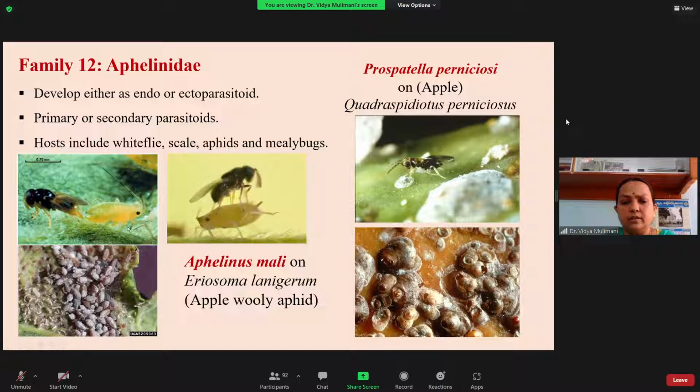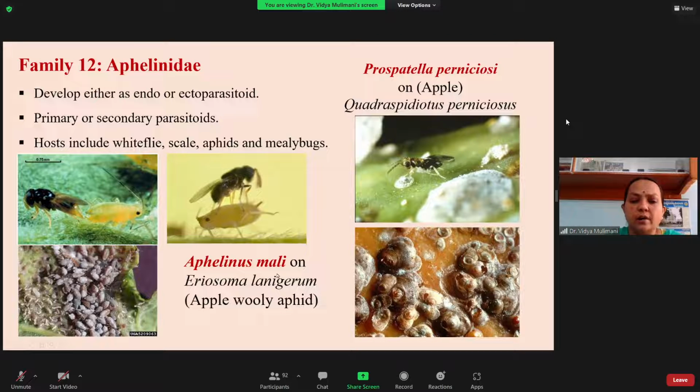and mealybugs. So in this photograph, you can see how the female is laying the egg. You know that aphids are very minute. The female is sitting on the aphid and laying. This is the ovipositor you can see, and she is laying the egg directly into the nymph of the aphid. Once the eggs are laid by the Aphelinidae, they start hatching and developing, and by this time the nymph, that is the aphid, will become inactive.